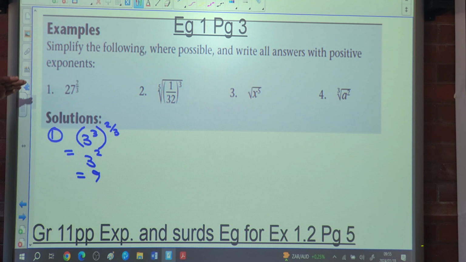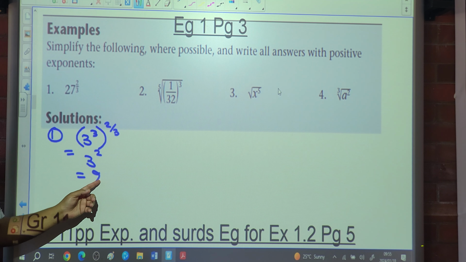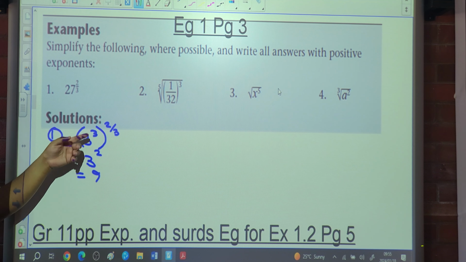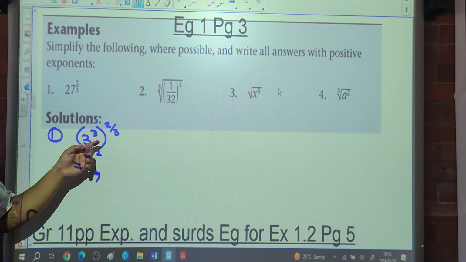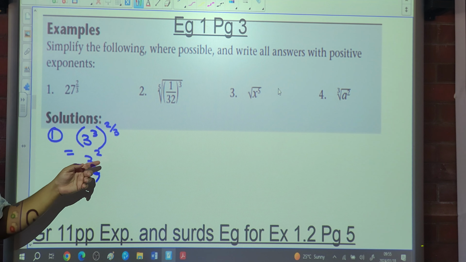Often it will say to simplify without the use of a calculator. I can punch this in a calculator and get that answer, but I'm not going to get the marks for it, because the examiner or the marker wants to see that you actually know what you are doing. You guys understand? Let's look at number 2.